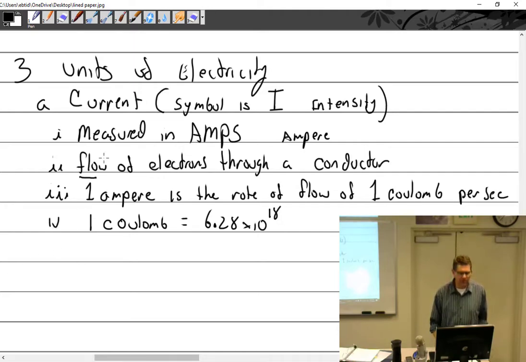All right. But I would say current, what is its symbol? I would ask you, and you'd say it's I. And I would say, what's it measured in? You would say amps. And I would say, right. And we'd describe it, and you'd say flow of electrons through a conductor. And I'd say, oh, you're doing good.